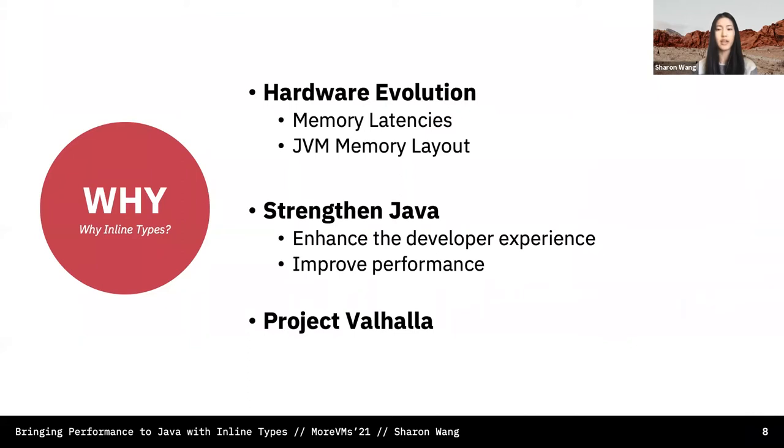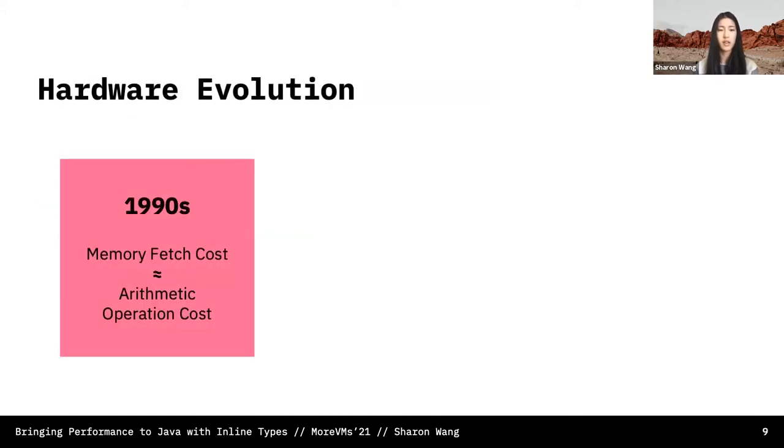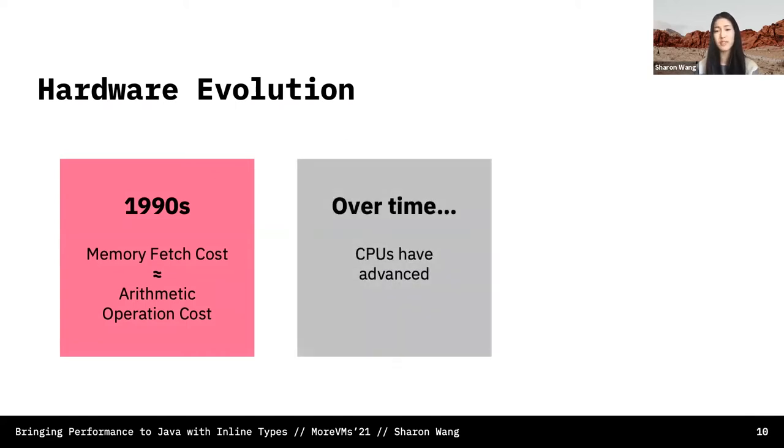To better understand why inline types are a crucial enhancement to Java, we'll go over how hardware has evolved, but how memory latency is still a bottleneck, how Java can be strengthened in terms of the developer experience, as well as language performance, and lastly, how Project Valhalla seeks to address these goals with inline types. In the 90s, when Java was conceived, the costs of fetching memory and doing an arithmetic operation were of comparable magnitude. But it's been some time since then, and CPUs have had sizable advancements in terms of processing instructions per CPU cycle.